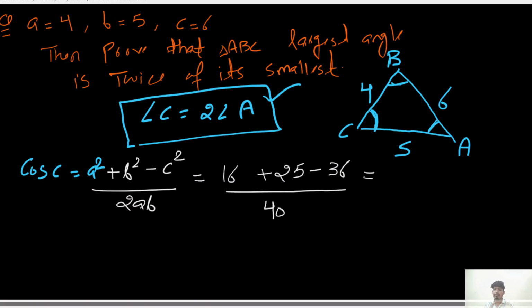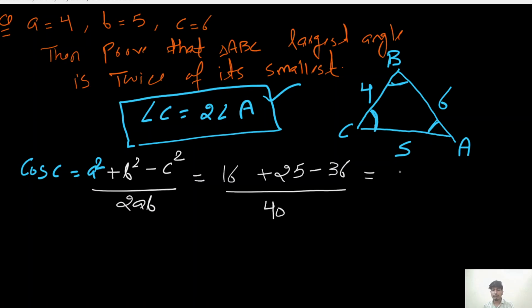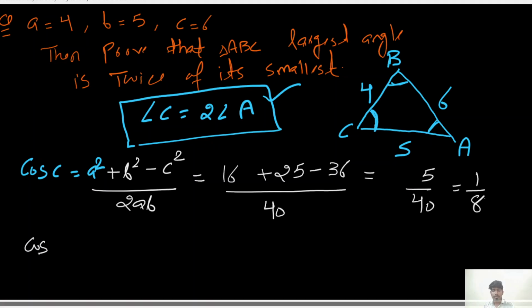Then what is the solution of this? This is 5 upon 40, which is 1 upon 8. Cos C is 1 upon 8. Then we have to find cos A.